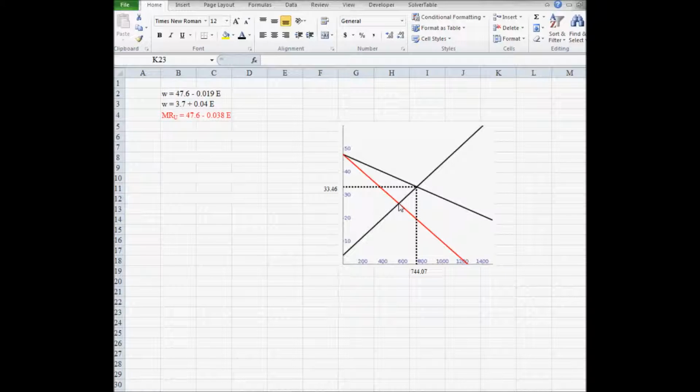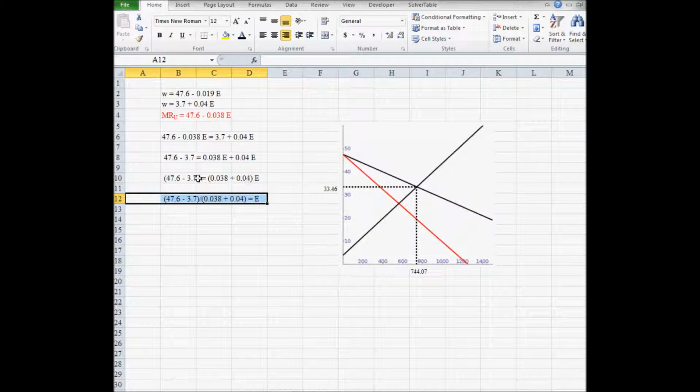The level of employment that occurs when a union monopolizes labor is determined where the marginal revenue of the union intersects labor supply. To determine this point, we have to set labor supply equal to the marginal revenue of the union. Then we subtract 3.7 from both sides and add 0.038 to both sides. Then we factor the E out, employment level, and we divide both sides of this equation by the coefficient of E, the value inside the parentheses.